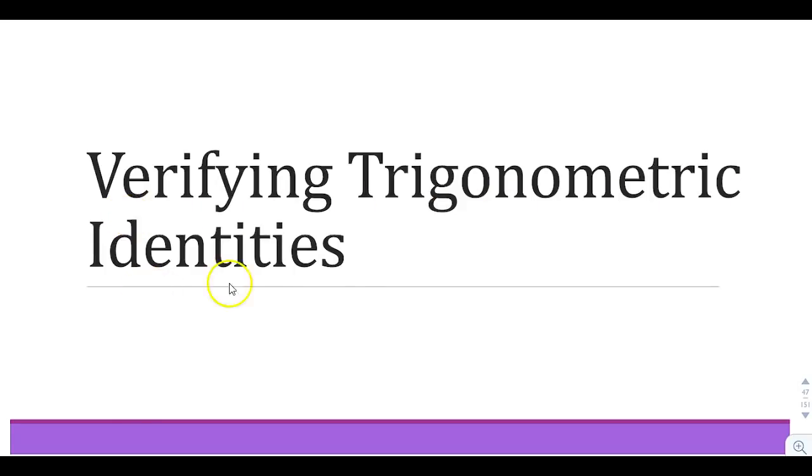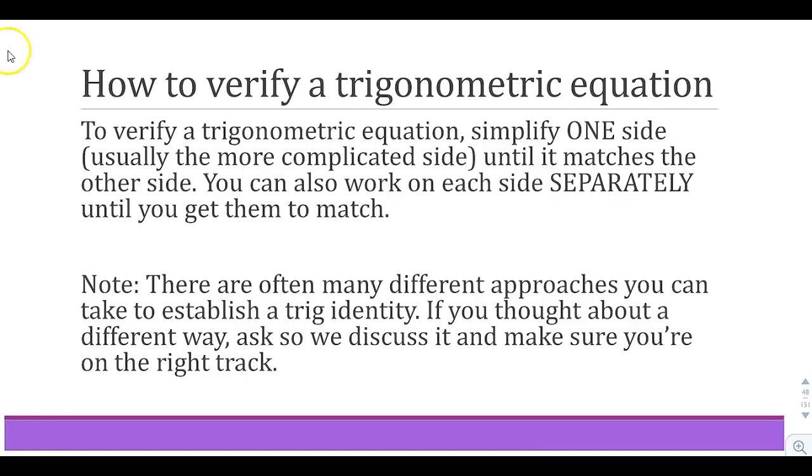Verifying trigonometric identities. How to verify a trigonometric equation. To verify a trigonometric equation, we simplify one side, usually the more complicated side, until it matches the other side. You can also work on each side separately until you get them to match.